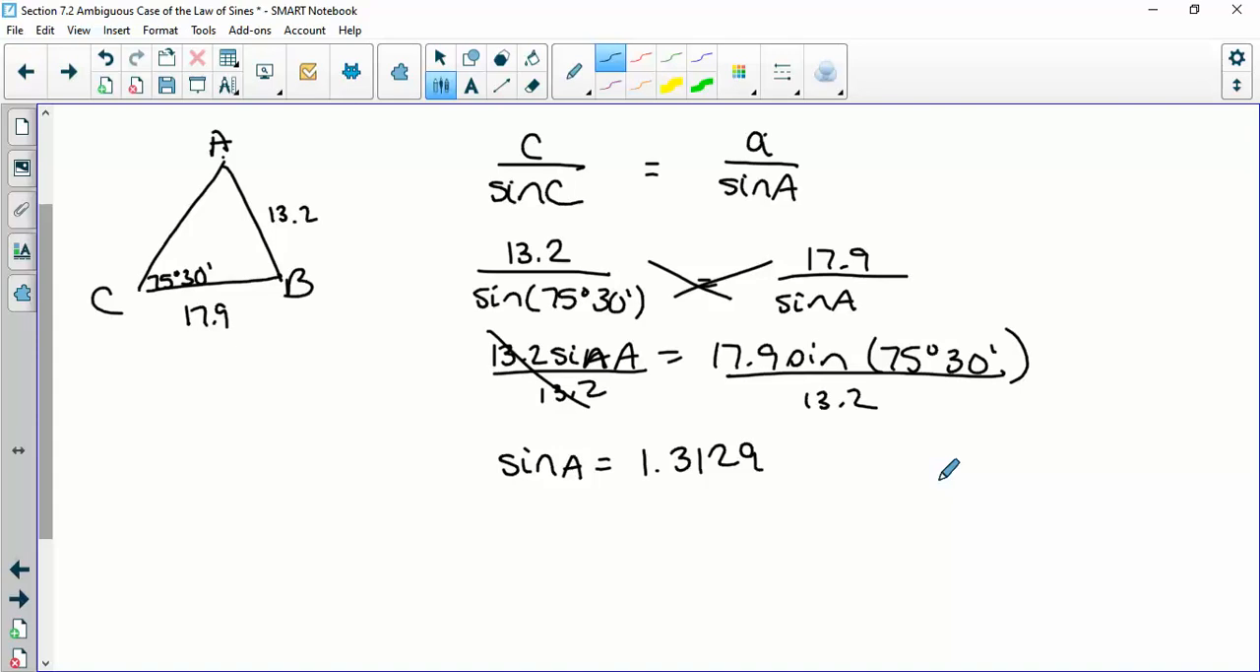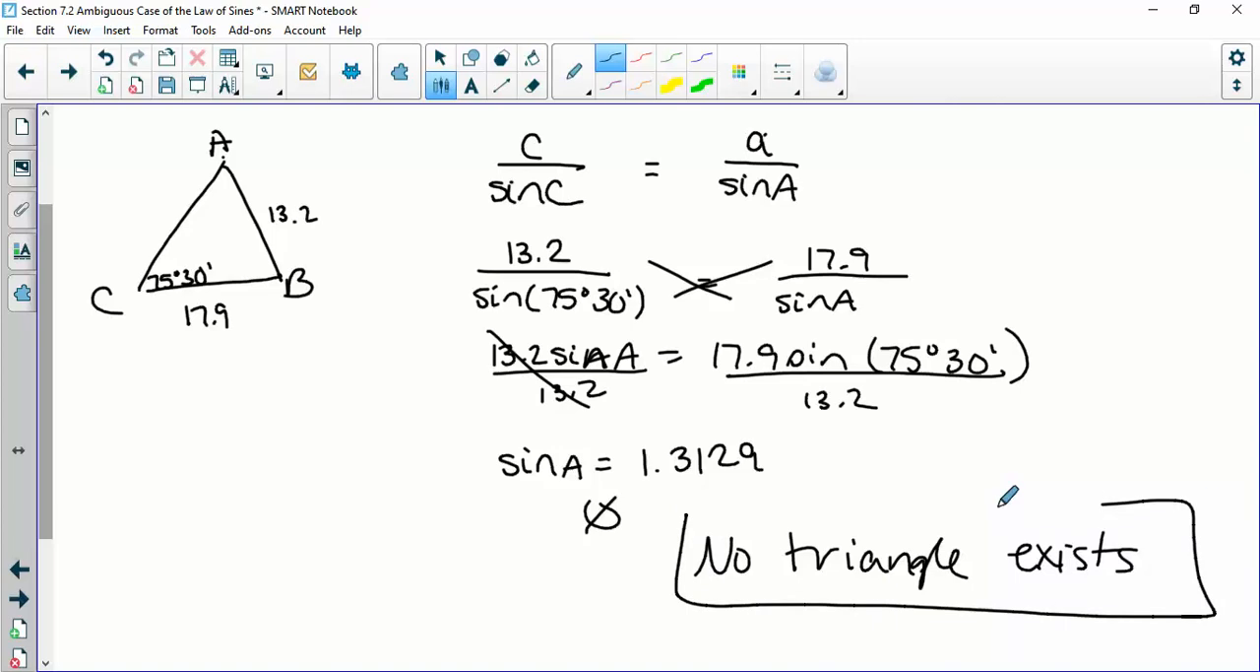The inverse. What happens if you do sine inverse? So second sine 1.3129. You get an error. Why? Can sine be bigger than 1? No. And even if you didn't catch it right there, you sure caught it when you plugged it in your calculator and it says error. So what does this tell me? No solution. There's no triangle here. We can't make a triangle with that given information.